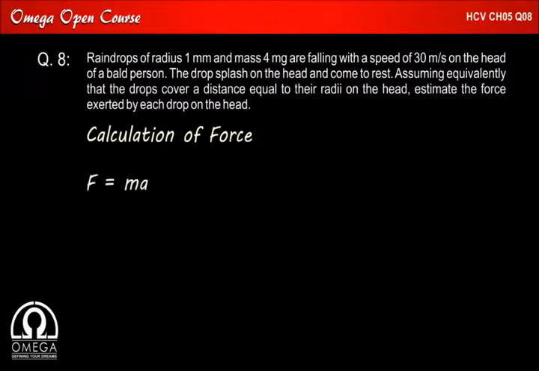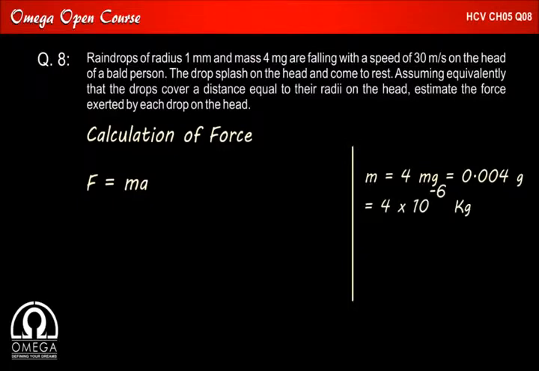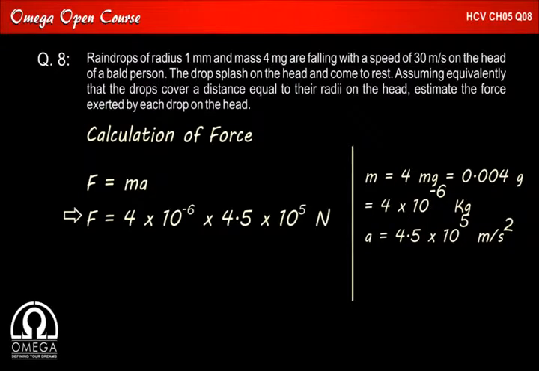Now force is equal to mass into acceleration, and mass is 4 milligram, that is 0.004 gram, which is 4 into 10 to the power minus 6 kg, and acceleration as we have seen is 4.5 into 10 to the power 5 meter per second square. Putting the value in the equation, we get F is equal to 4 into 10 to the power minus 6 into 4.5 into 10 to the power 5 Newton, that is 1.8 Newton.